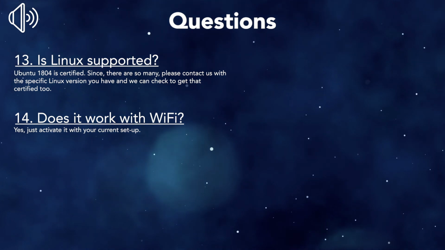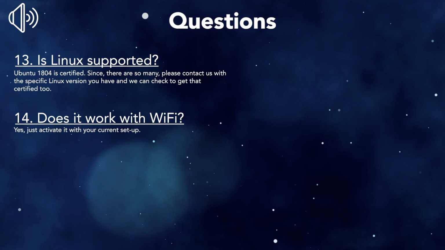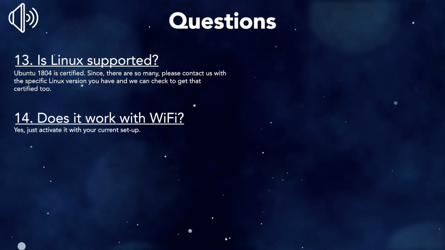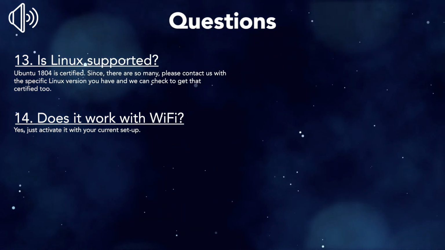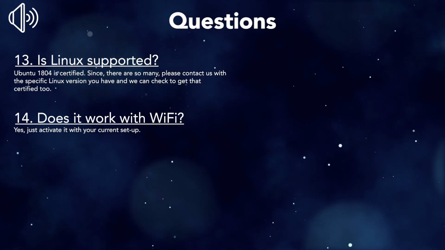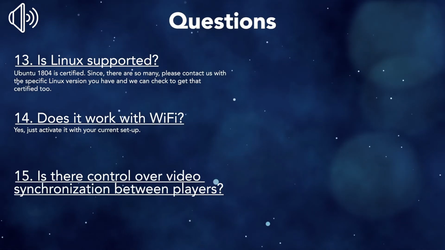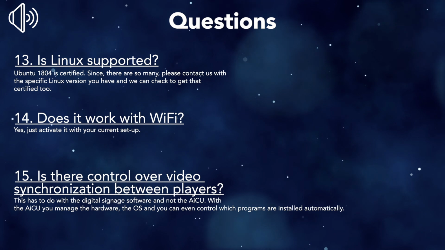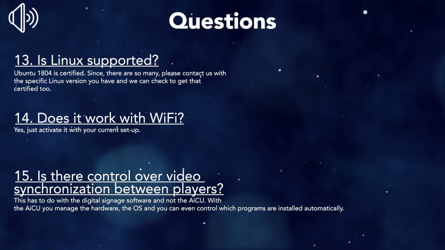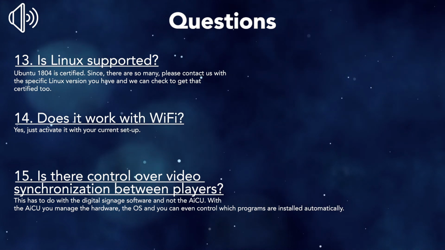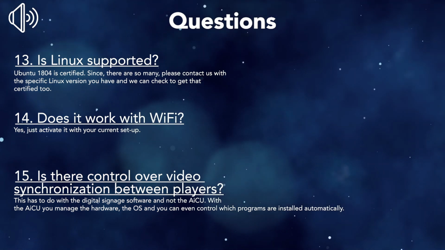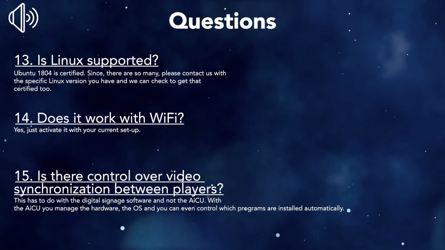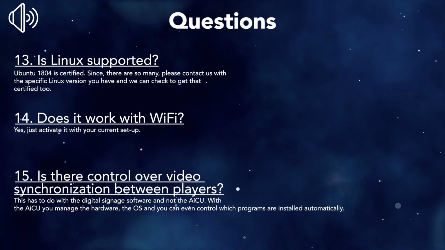Someone else asked, is there any control about video synchronization between players? That has actually nothing to do with the AiCU. The AiCU is really for the device management, the OS management, but as soon as you go into something that will be displayed on the screen, you will have your digital signage software. So for example, Broadsign or DICE or all the big players, they have some kind of network synchronization that you can synchronize video over different players. So that's handled by the digital signage software. What you can do, of course, with AiCU is make sure that the correct programs are installed automatically to all the players. But the AiCU is really to manage everything up until the digital signage software comes into play.